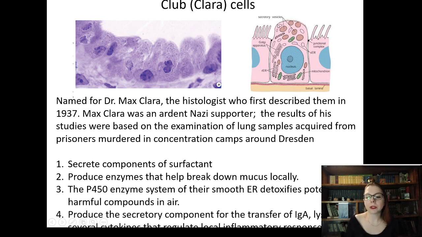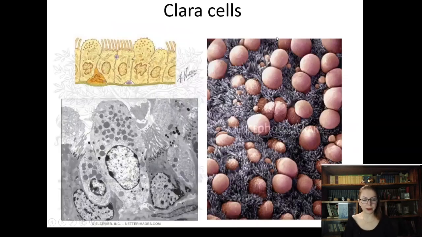So by their appearance, they have a really club-shaped, dome-shaped apex, and here in the scanning electron microscope, we can exactly distinguish them on the background of ciliated cells. Here, ciliated cells are located, and these are the club cells. Large apical portion containing many secretory granules. As you see, they produce lots of different substances.